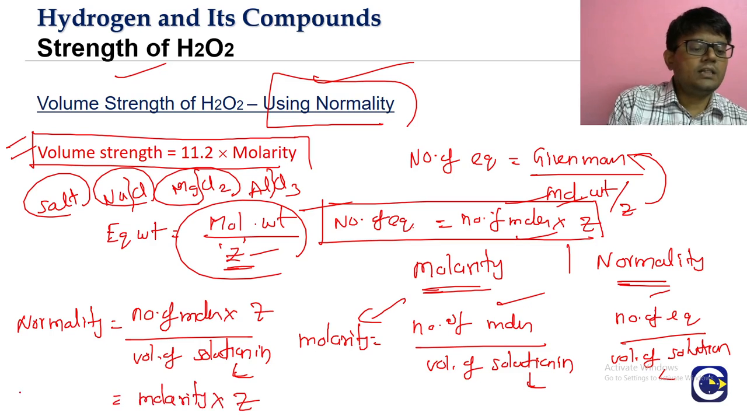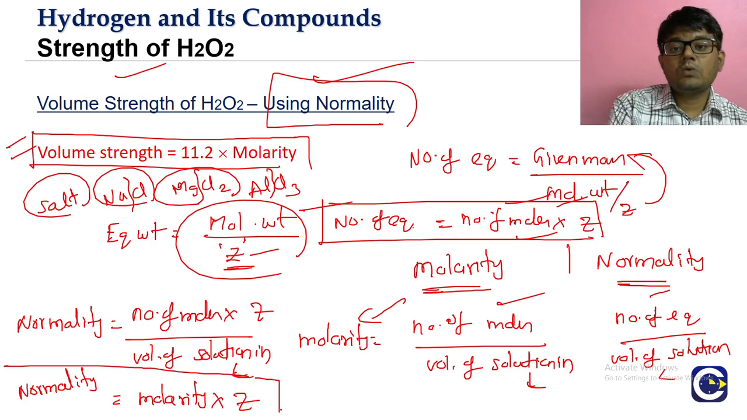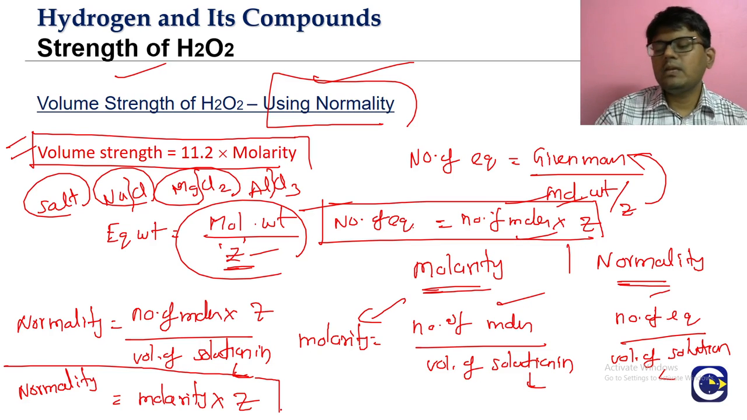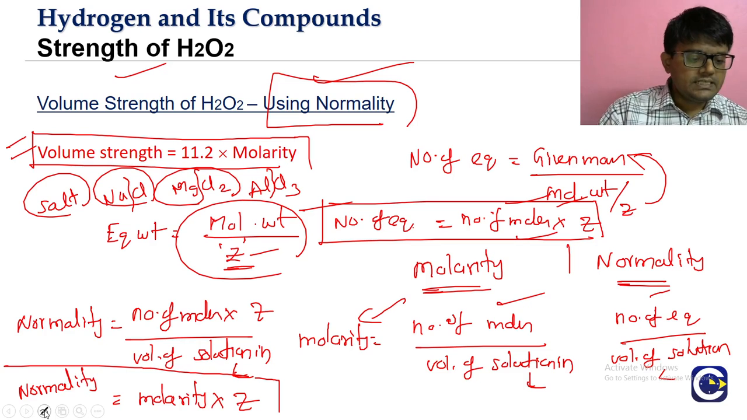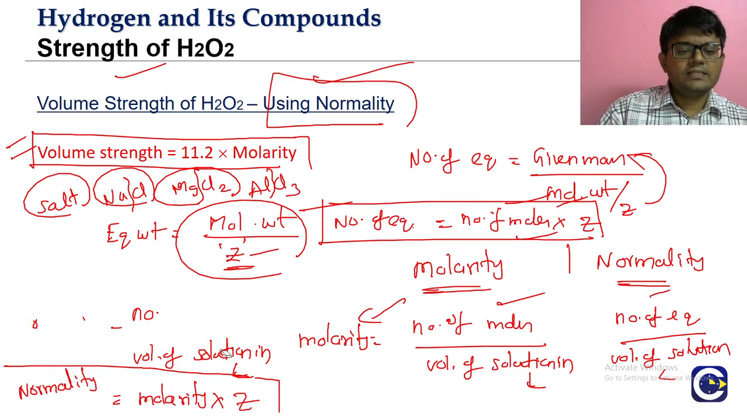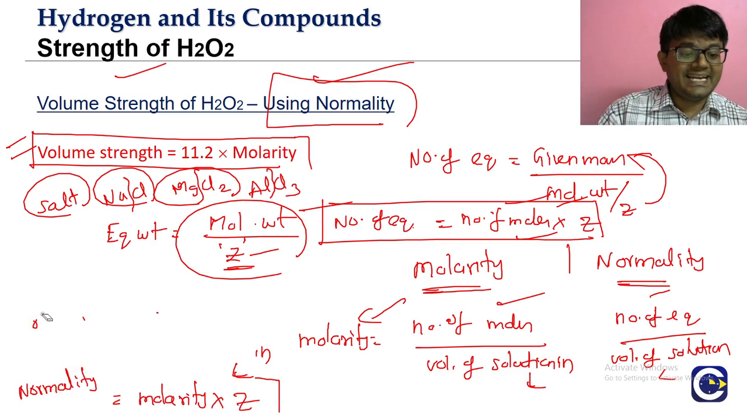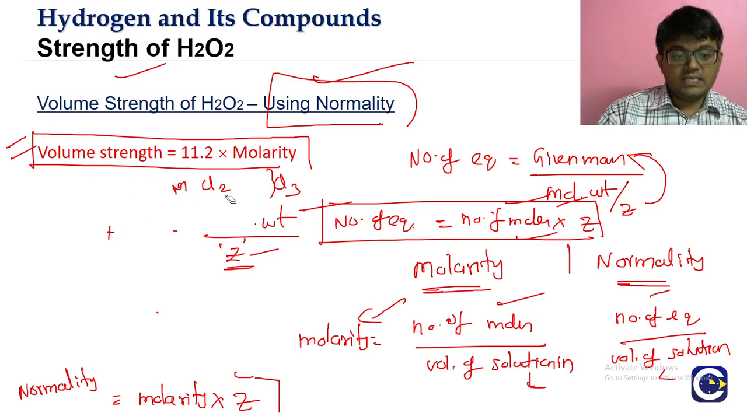So look at this, guys. Molarity into Z. All these things we will be doing in the basic concepts of chemistry chapter, right? What is the relation? For any solution, normality will be equal to molarity into Z. What is this Z? This Z is basically the valency factor.